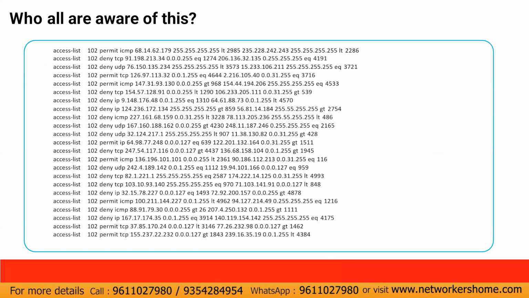You can see the hefty list of the access list. The access list number is just one. It's an extended access list 102. You can see so many permits and denies with so many IP addresses, different IP addresses, subnet masks, source and destination, port numbers, denials, permits. You see how many of them?